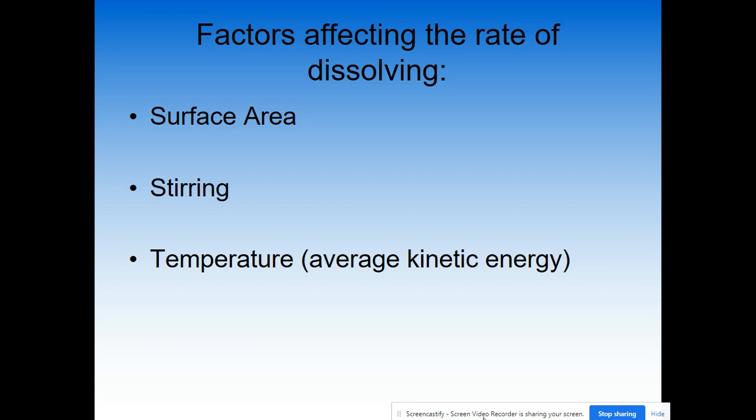When you're stirring something, you're likewise increasing the amount of contact between your solvent and your solute. And that allows for more of your solute to go into solution. And finally, by increasing the temperature, the particles of your solvent are moving around faster. That allows them to come into contact with solute molecules more frequently, and that will also increase how quickly the solute will go into solution.